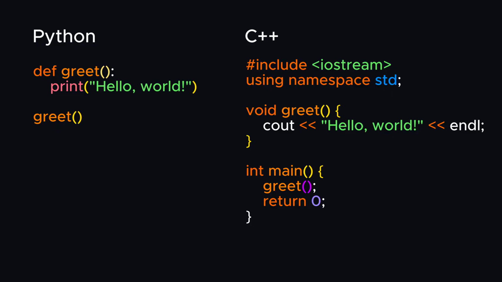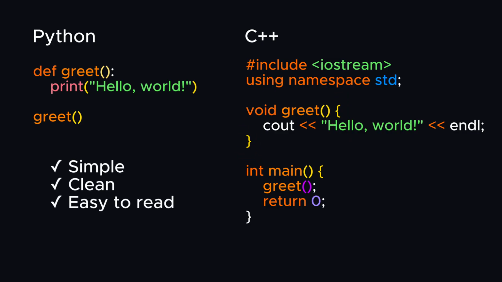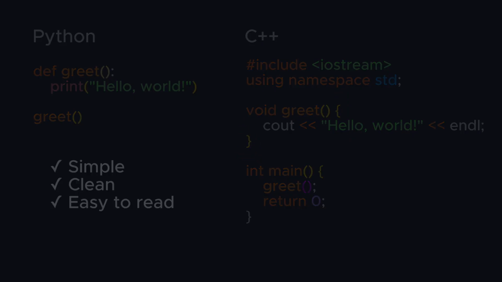So let's compare the same simple program in both Python and C++. Can you see the difference? In Python, the indentation tells the program where the function starts and ends, while in C++, curly braces are used instead. Python's approach makes it a lot cleaner and easier to read.